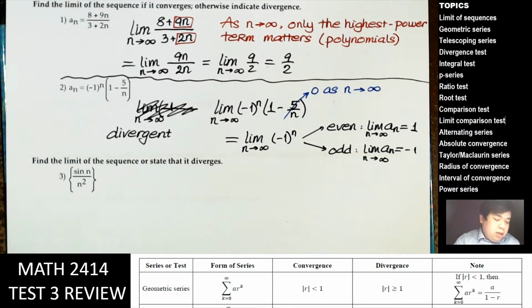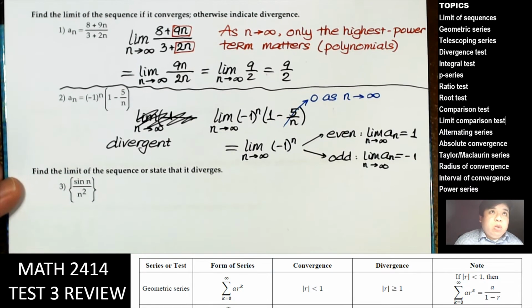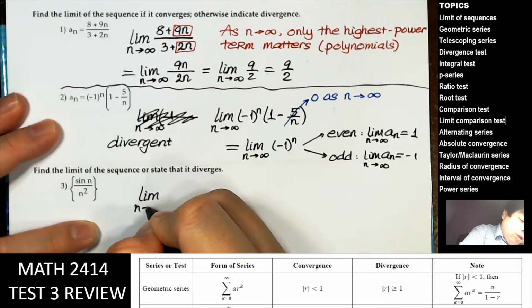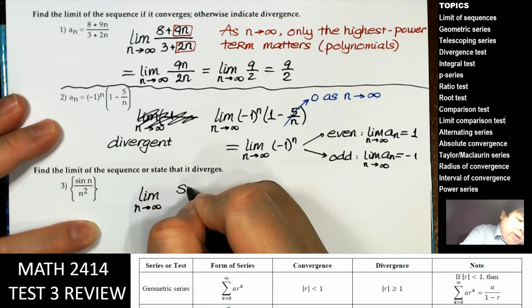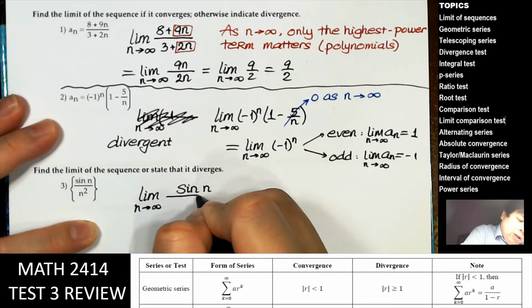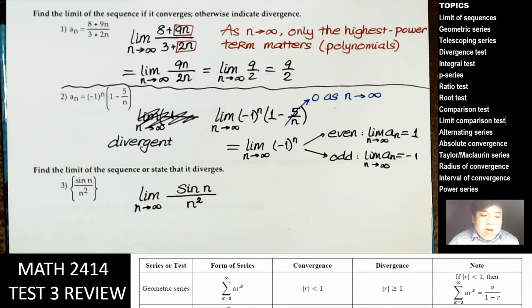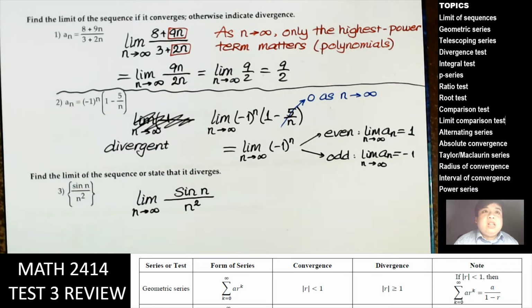Right. Next, we have the limit of this. We do the same thing. Find the limit of this sequence. So what we have, we still take the limit as n goes to infinity of sine of n over n squared. Right. Remember, the limit of a sequence is just like the limit of a function. Even though the sequence might not be continuous as a function, the limit we find the same way.